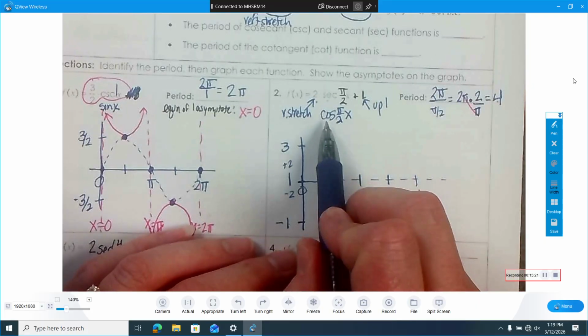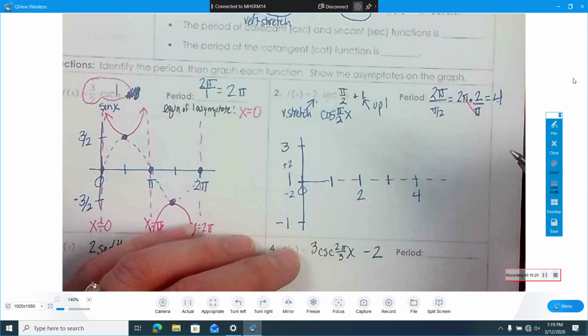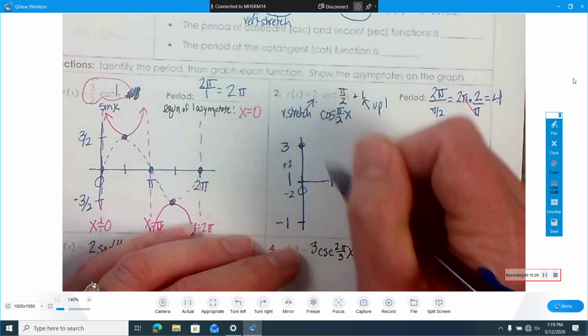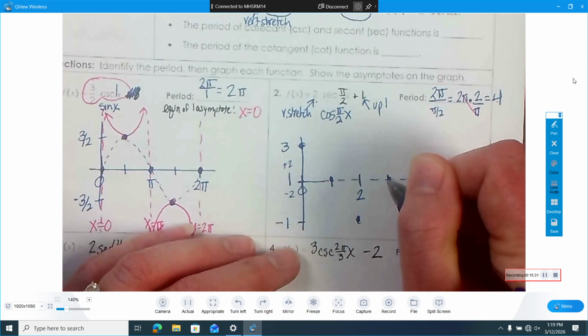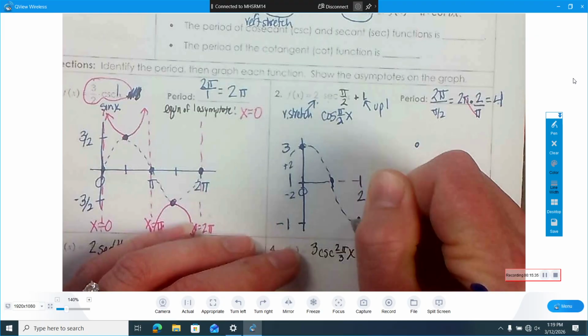Now, we are graphing the cosine curve. And again, I'm just doing a little dotted cosine curve. And what's our cosine song? High, middle, low, middle, high. Okay, so here is our lovely little cosine curve.